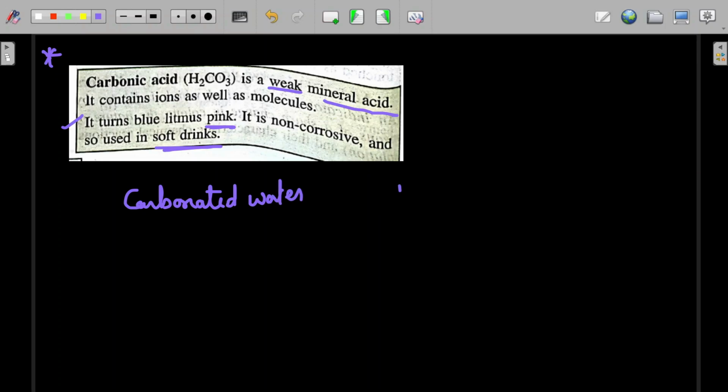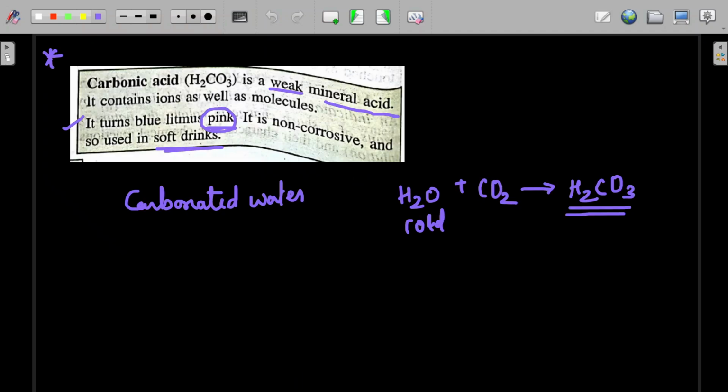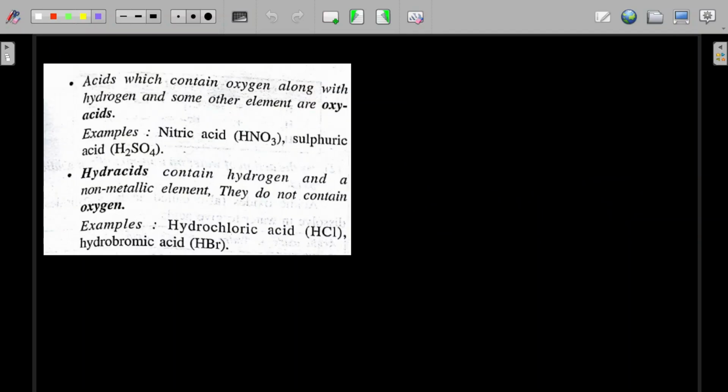Means what they will do? They will take the water, cool it, and then they will dissolve CO2 gas into that. Then we will get H2CO3, which is carbonated water, nothing but carbonic acid. Sir, but don't acids turn litmus red? Yeah, because this is a weak acid, it might turn it pink here. So carbonic acid is an exception, right? It turns it light red, right? Carbonic acid, yes, that's an exception.